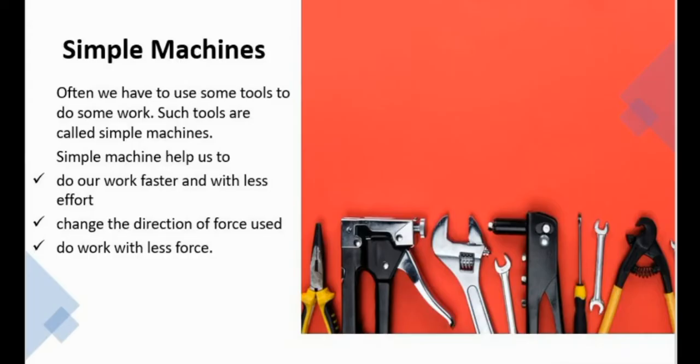Now let's learn about simple machines. What are simple machines? Often we have to use some tools to do some work, and such tools are called simple machines, right? For example, we use a knife to cut the apple. So here the knife is a simple machine. Simple machines help us to do our work faster and with less effort. They also help in changing the direction of the force used, and we can do the work with less force.